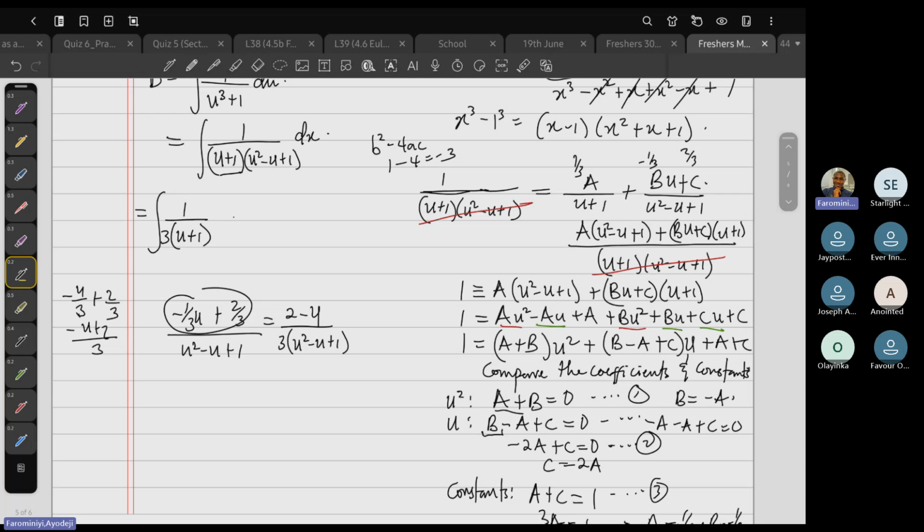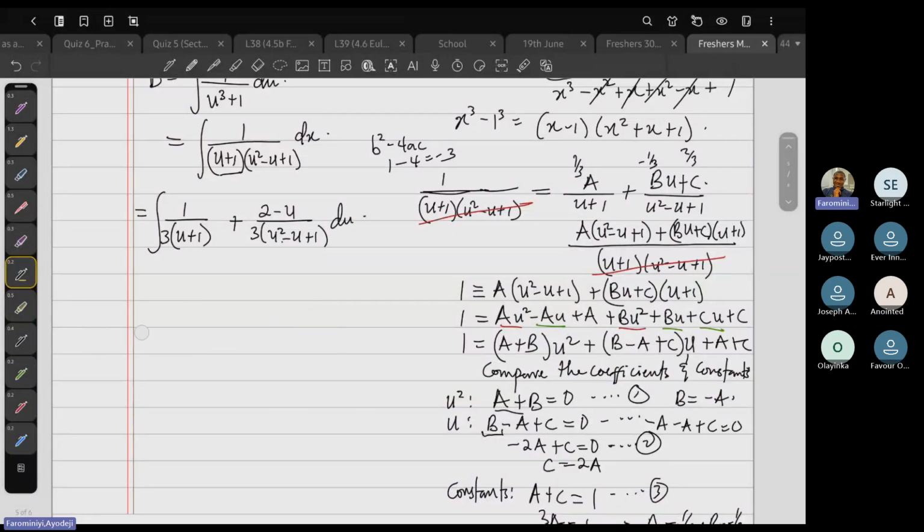So I can write plus (2 minus u) over 3(u squared minus u plus 1) du. Interesting. I like this question because it's going to take us to many places.